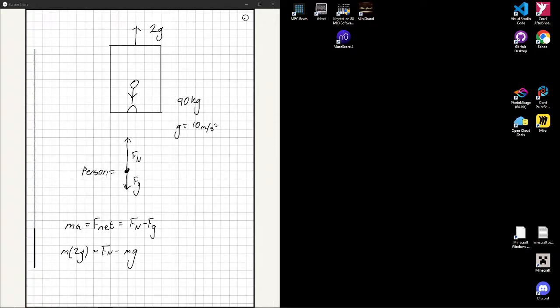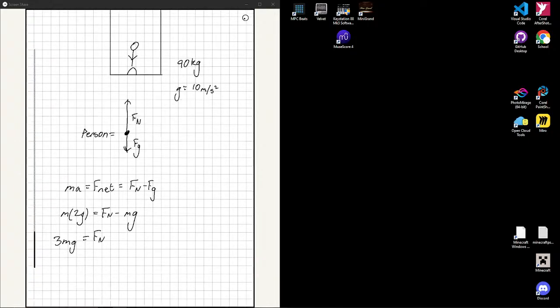So the elevator is accelerating upwards at 2g, right? Newton's second law is F equals ma. So our F net is Fn minus Fg, because Fn is bigger than Fg, because he's going upwards, and Fn is the upwards force. So for ma, for a we plug in 2g, because that's the acceleration of the elevator and the person. Now when we solve this equation for Fn, we get 3mg equals Fn, because you add another mg.